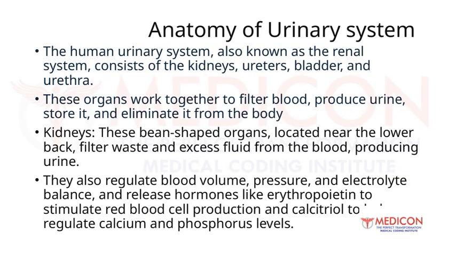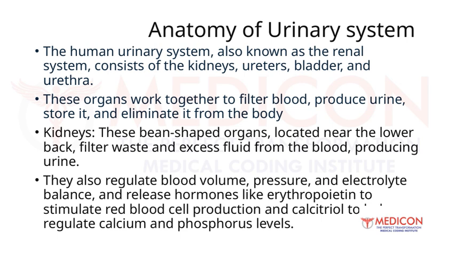Let's take a closer look at the anatomy of the urinary system. The human urinary system, also known as the renal system, is made up of four main organs: the kidneys, ureters, bladder, and urethra. These organs work in harmony to perform several vital functions. First, they filter the blood to remove waste products and excess fluids, which results in the production of urine. This urine is then stored in the bladder until it's time to be eliminated from the body through the urethra.